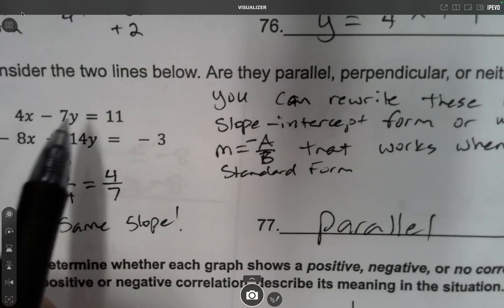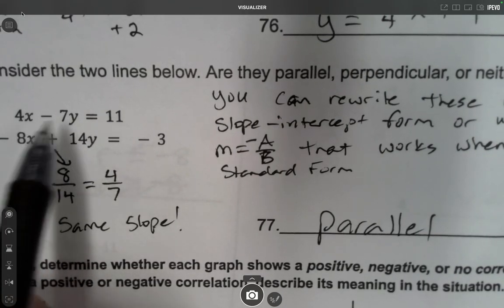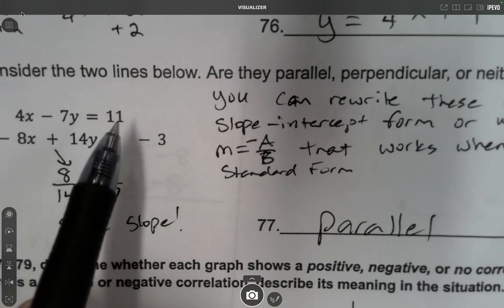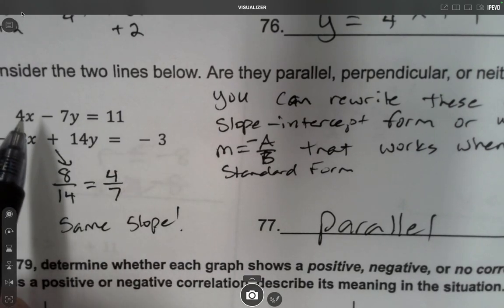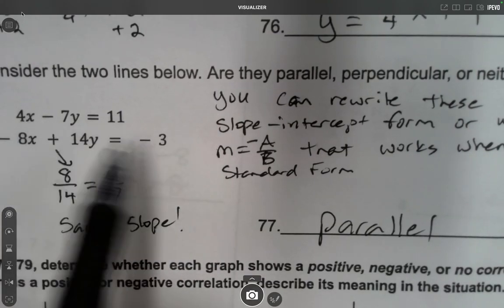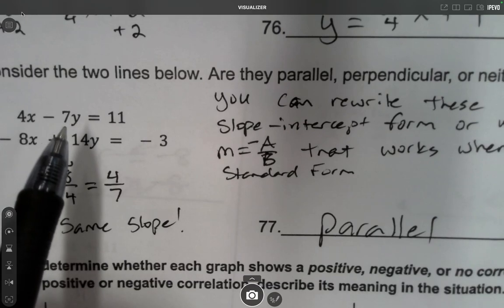You've got the ax and the by, the x and the y term on the left, the constant, the number on the right. Then you can do negative a, meaning make the number in front of x negative, divided by b, meaning you divide by the number in front of y.